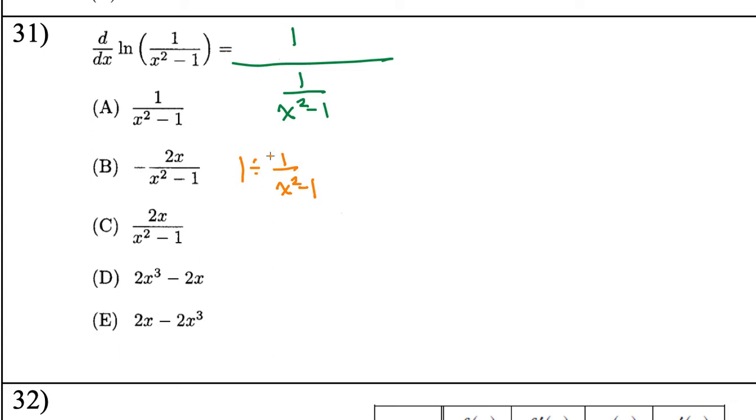And when I have dividing by a fraction, I keep, change, flip. So keep, change, flip it, x squared minus 1. 1 times anything is that anything. So this green thing really evaluates to just that x squared minus 1.